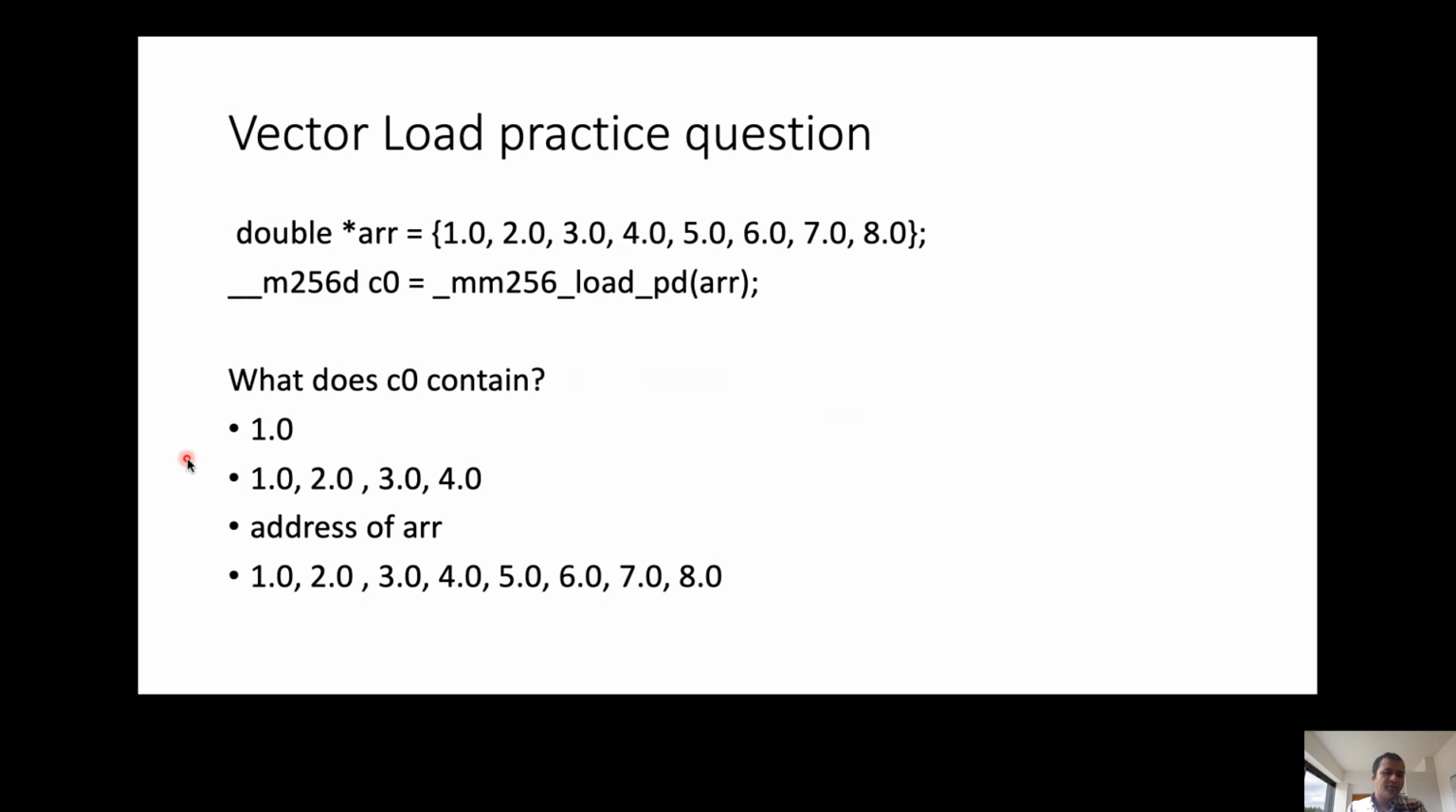All right, so the answer for this problem will be the second one, and we'll discuss why it is the 4 elements. We know that this variable contains 256 bits, and our double precision requires 64 bits. So 256 divided by 64 is 4. So this register can hold 4 doubles. That's why the 4 consecutive doubles get stored in this variable C0. So the answer is 1, 2, 3, 4. That's the answer.